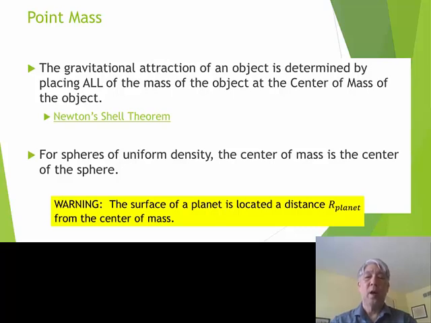Just a quick warning, read closely some of the questions. Occasionally they'll talk about an object being located a distance away from the surface of the planet, in which case you will need to add in the radius of the planet. So please be careful when reading those questions.